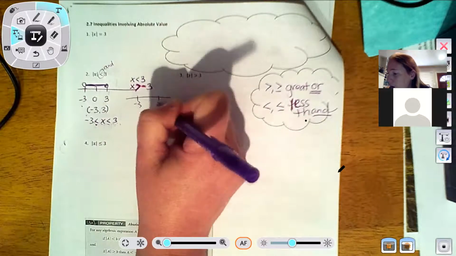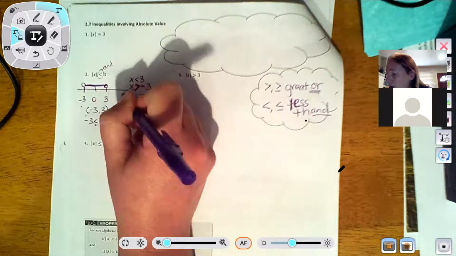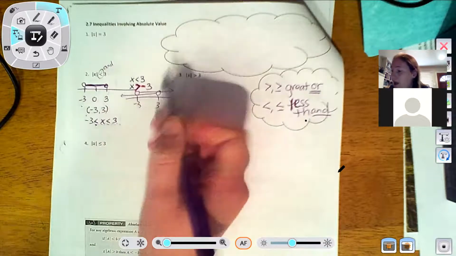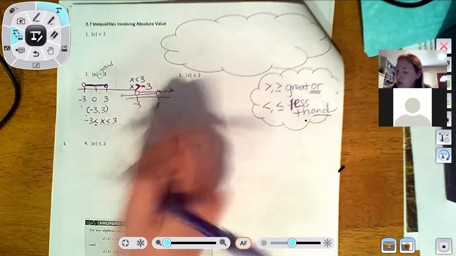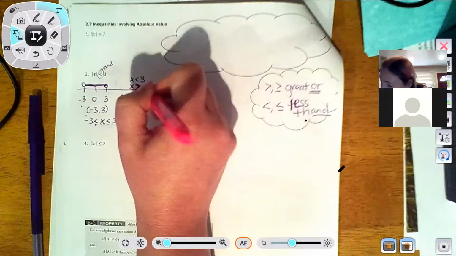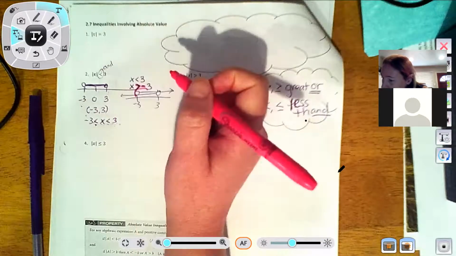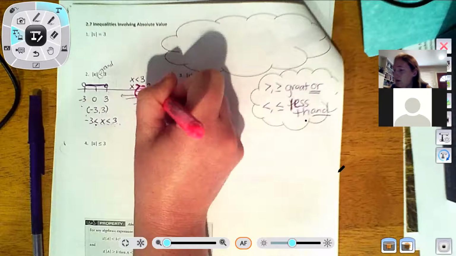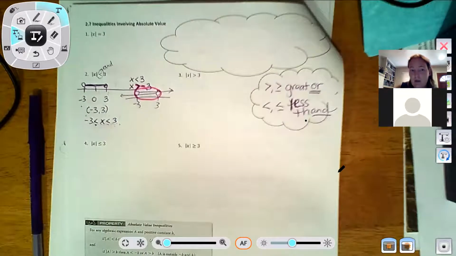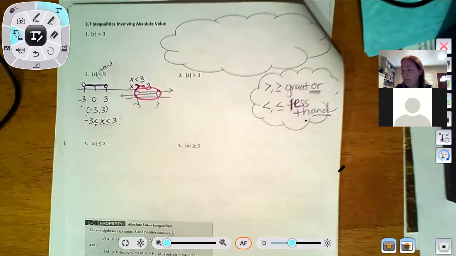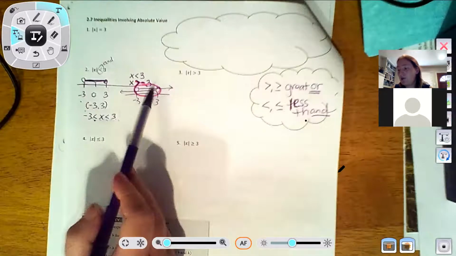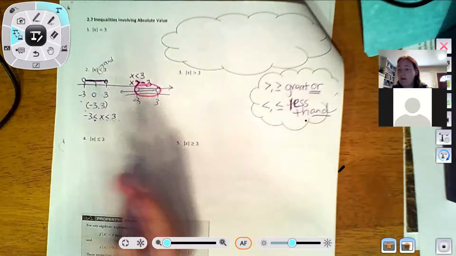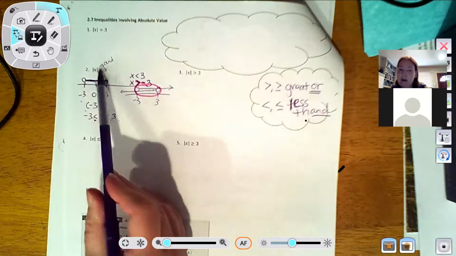So if I were to go less than 3 and I were to go greater than -3, the and is the overlap. And so where they overlap is right there. And so from -3 to 3. So that would be your scratch work graph and your final graph. Or you can think about it conceptually and go straight there.